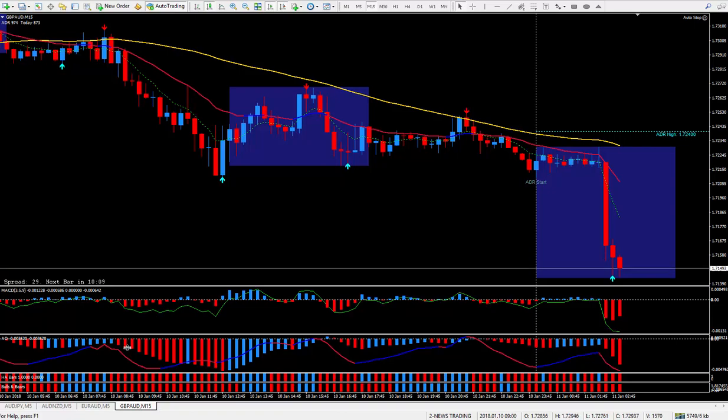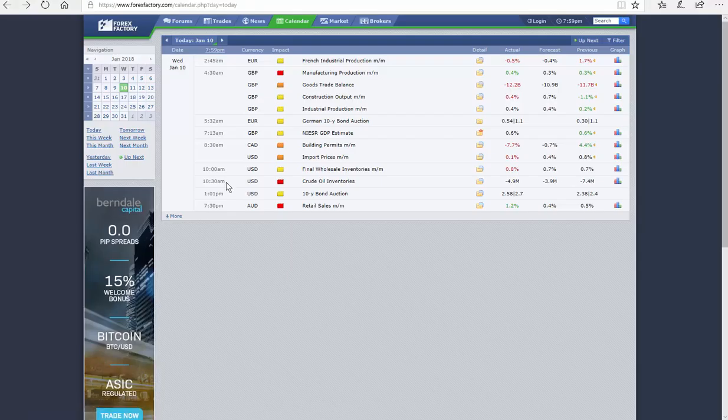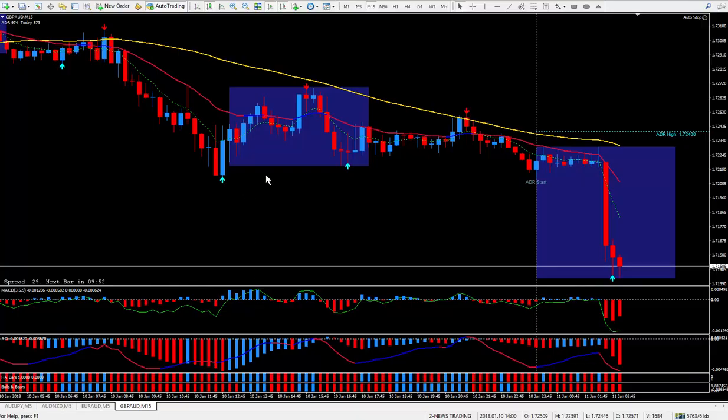This is the Aussie news. It's on January the 10th, Wednesday, 7:30, the news, retail sales. This usually moves the market. It's the Aussie. So the time right now is about half an hour after the news, and I just wanted to show how I would trade it.